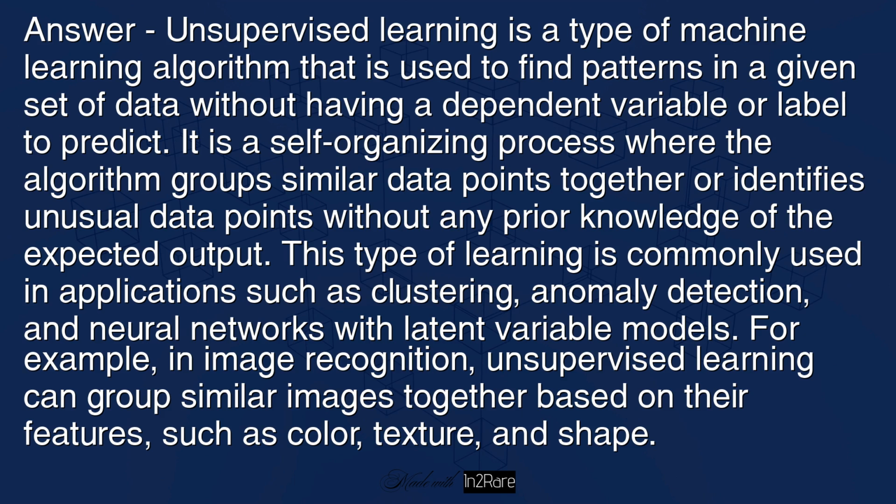This type of learning is commonly used in applications such as clustering, anomaly detection, and neural networks with latent variable models. For example, in image recognition, unsupervised learning can group similar images together based on their features such as color, texture, and shape.